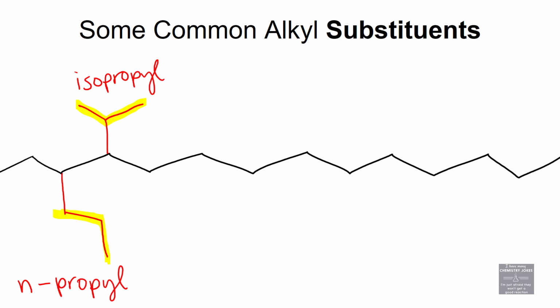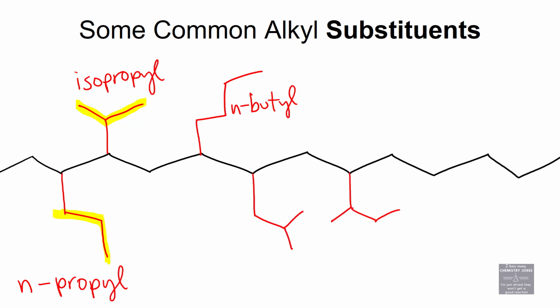Okay, what about some others? 4 carbons all in a line. That's butyl, sometimes referred to as N-butyl, where the N means normal butyl. 2 that students often get confused are these 2. This one that has a little fork on the end of it is isobutyl.